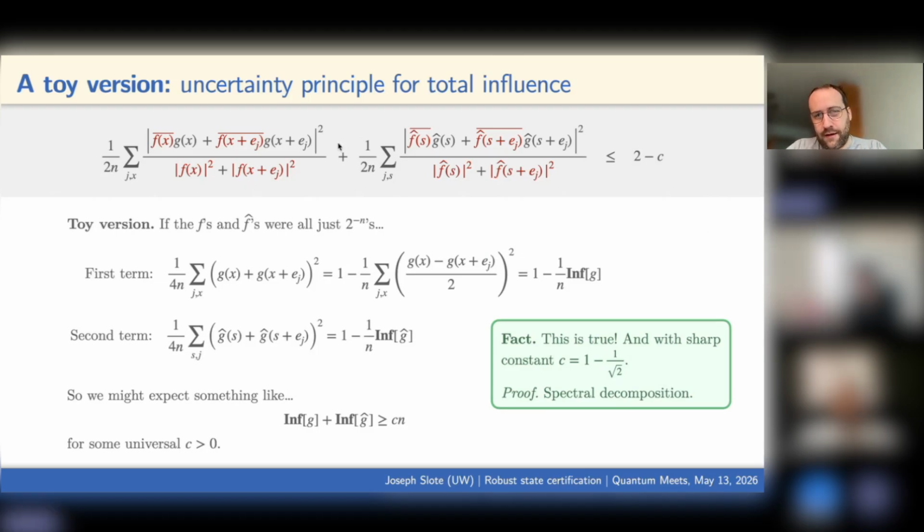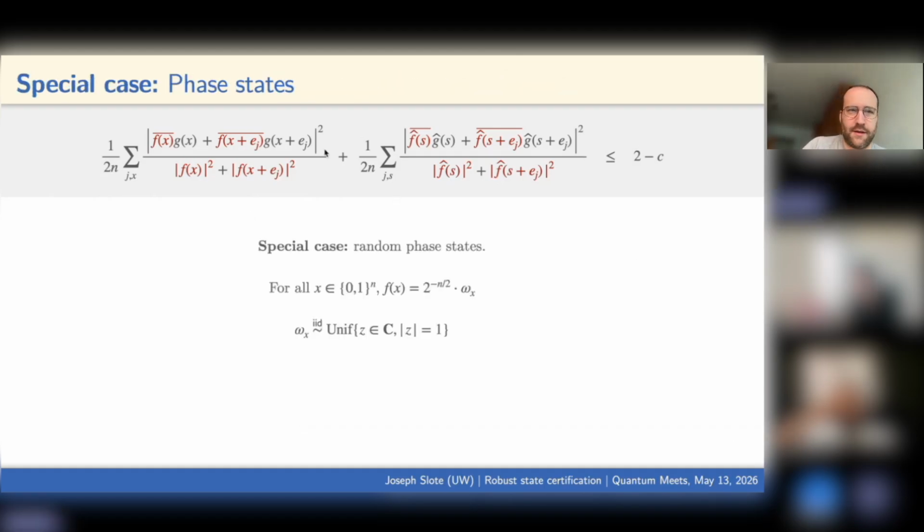And now, like I said, there's no such f with this feature. So let's try to think of the closest actual f. And the closest actual f would be a phase state. Okay, so let's consider that f corresponds to a random phase state. And by phase state here, I mean it in the broadest sense.